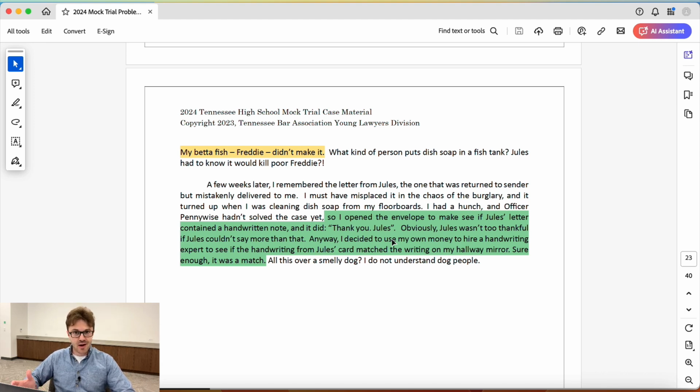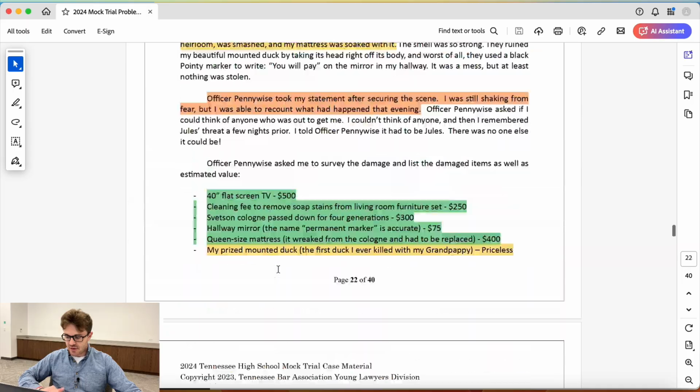What you may not know about this case is that "you will pay," this phrase that we've dealt with a couple times here, was written on the mirror at the break-in. And what this person found is that the handwriting from Jules Cap's handwriting and the handwriting on the mirror was a match. So that's obviously huge evidence that helps us because we have this third instance of "you will pay," and we have a handwriting expert saying that that was written by the defendant.